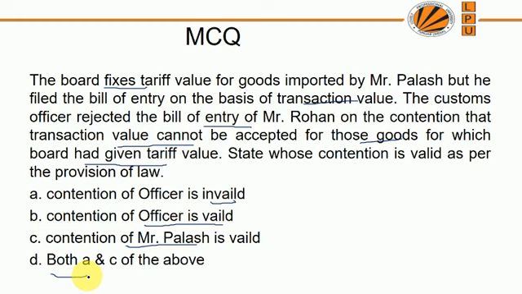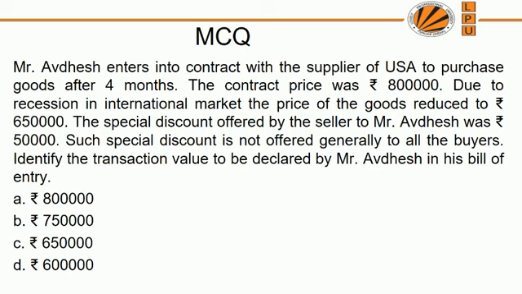If you have studied the previous part of the videos, you would have answered instantly. Option B is the correct answer. The officer is very well compliant with the law. Law says if the tariff value is given, we will not calculate the transaction value. Option B is the correct answer for this case.